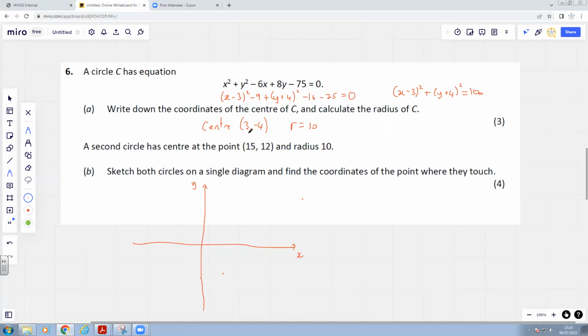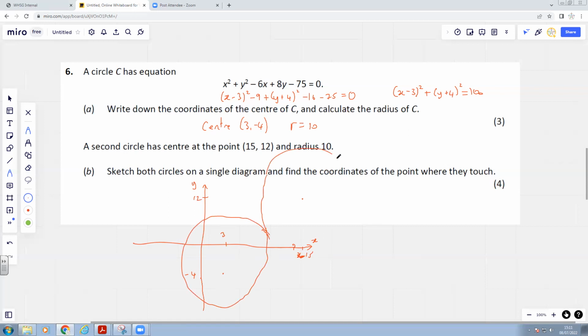The reason why they touch, by the way, I can see that they touch because if I find the distance between the centers, I think the distance is going to be 20. And as one's got a radius of 10 and another's got a radius of 10, they must touch, if you see what I mean. This is the point 15, 12, by the way. And that's the point 3, minus 4. Okay, X there. Sorry that my diagram's a bit messy. I haven't drawn the circles yet, but they're going to look like this. But I want to quickly explain why I can tell that they touch.